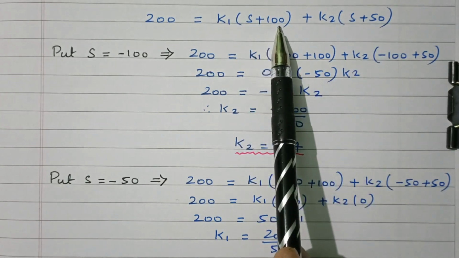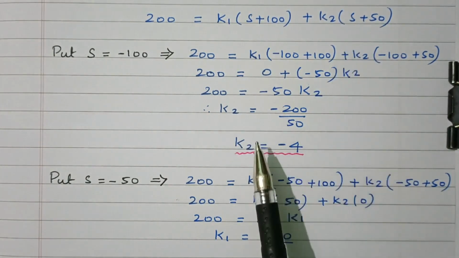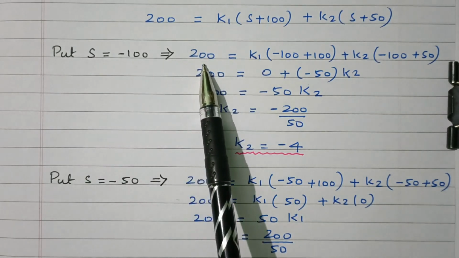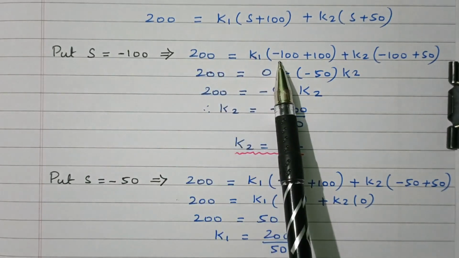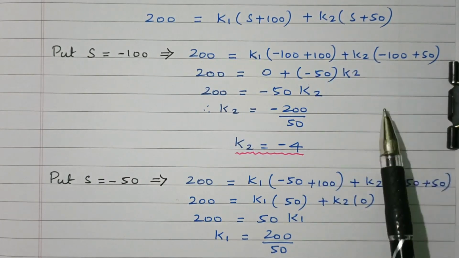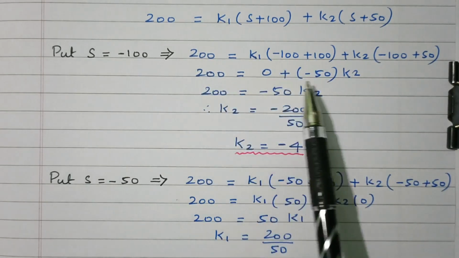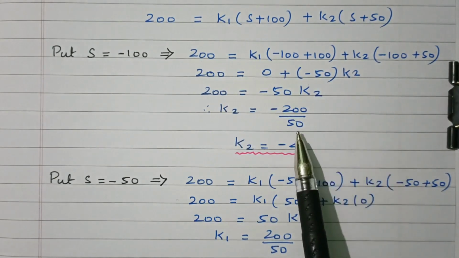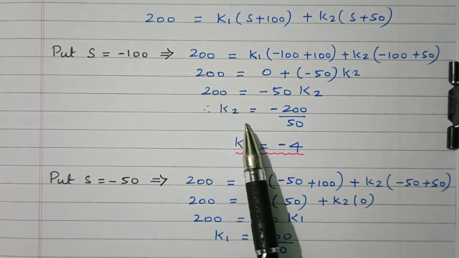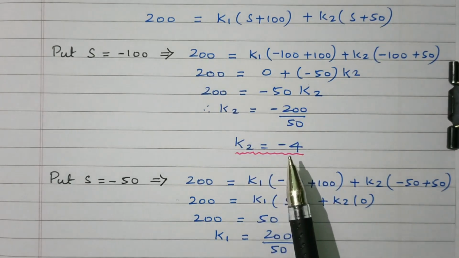So here 100 is there, so we are substituting minus 100. Here 50 is there, so we are substituting minus 50. First we will put s equal to minus 100, so that 200 equals k1 into minus 100 plus 100, plus k2 into minus 100 plus 50. So this term becomes 0. So 200 equals 0 plus minus 50 into k2. That is 200 equals minus 50 k2. So k2 equals minus 200 by 50. So k2 equals minus 4.